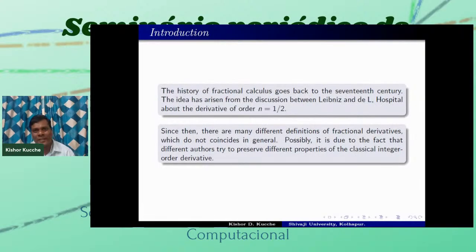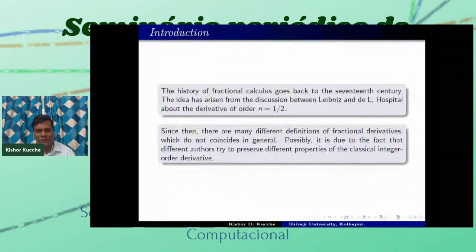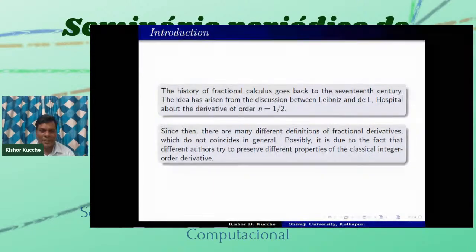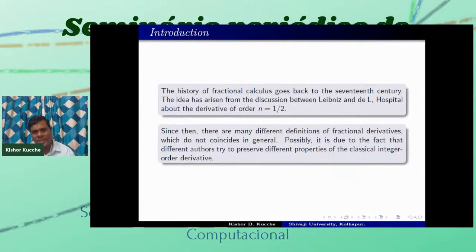We know the history of fractional calculus goes back to the 17th century. The idea arose from the discussion between Leibniz and L'Hopital, these two mathematicians. The discussion was about the classical derivative, about the nth order derivative, and the question was what will happen when n is equal to half. So we consider this the birth of fractional calculus, and since then there are many different definitions of fractional derivative, and we can say that these definitions generally do not coincide with each other.